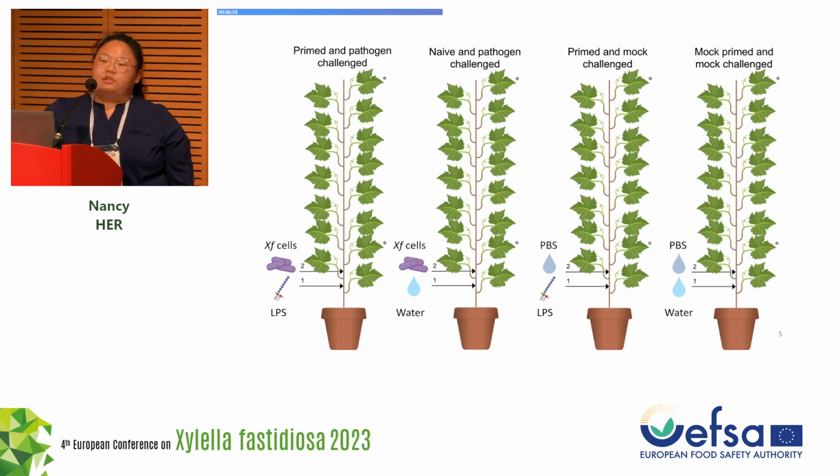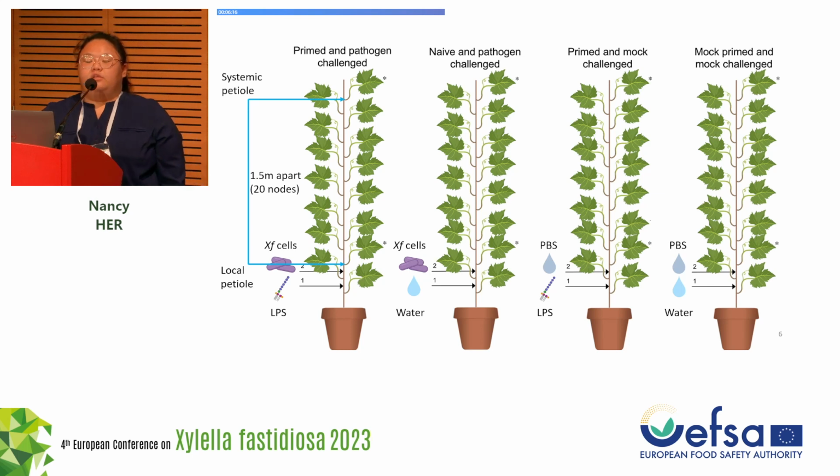And in order to understand the priming activities, we looked at the local petioles, demarked by the lower asterisk. And we looked at the systemic petioles, which is 1.5 meters apart or 20 nodes apart, as you can see demarked by the asterisk on the top.